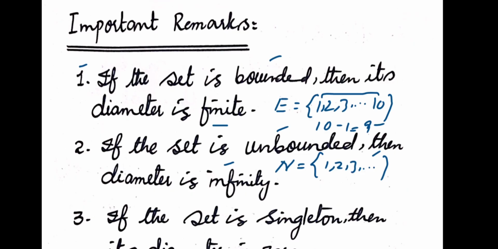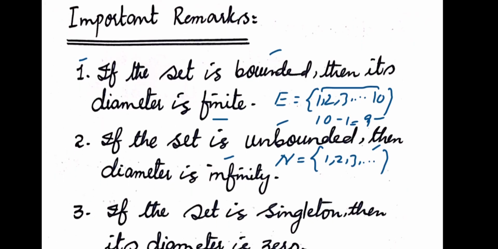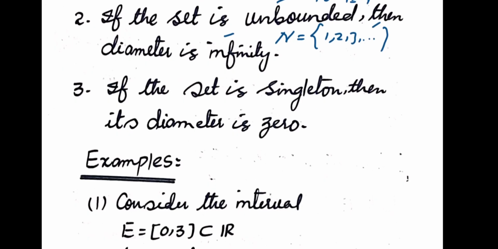The third remark is, if the set E is a singleton, that is there is only one point, then the diameter is clearly 0. Suppose this is my singleton set. Now when you find the distance of this point from itself, this becomes 1 minus 1, which is 0. So in this case your diameter is 0.